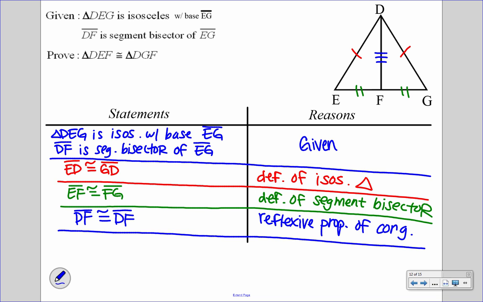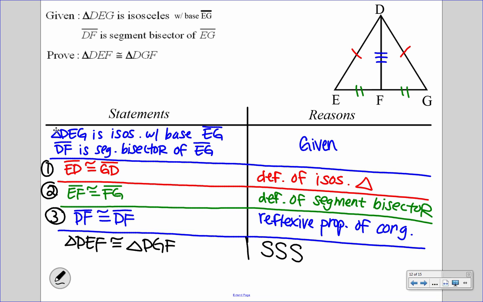And now I like to count. If we have 3 congruency statements, we are ready to write down our proof. And our proof is triangle DEF is congruent to triangle DGF, and this is going to be a side, side, side. Okay, so that's our first proof.